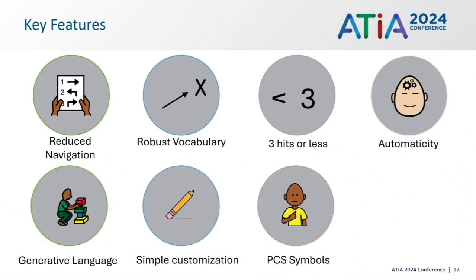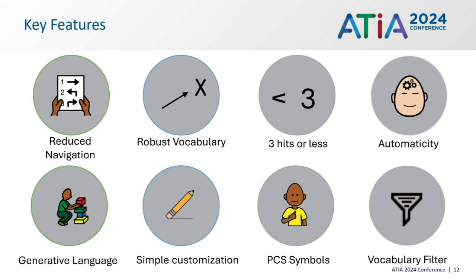So I'm going to go through these really quick so I can jump into the nitty-gritty of what we're after today. But these are the key features when it comes to the motor plan page set and the bilingual page set. So it provides this reduced navigation for communicators, this really robust vocabulary. You'll see that we have over 2,700 words when it comes to the vocabulary on this page set and the English page set. You can get to any button that you're looking for in 3 hits or less, which is really important for our communicators.